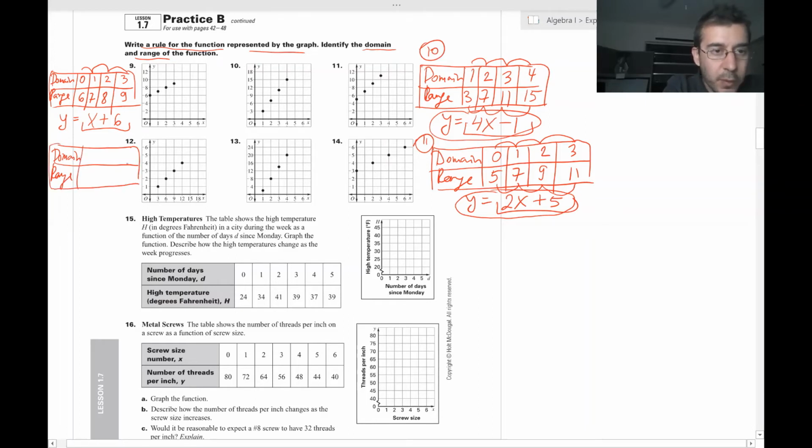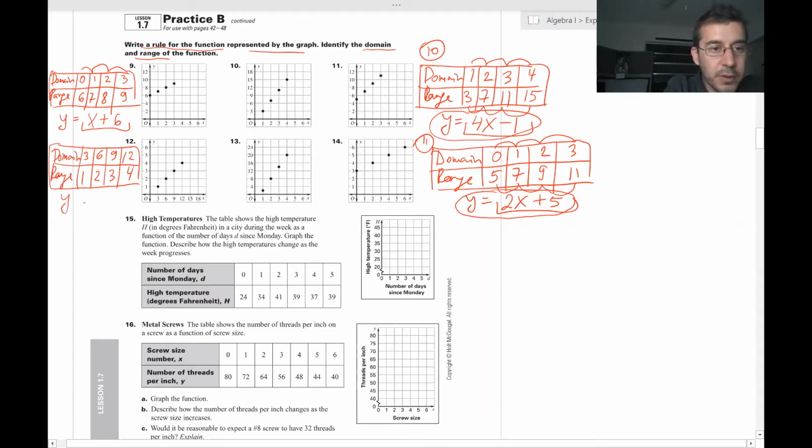We have 3 and 1. Then we have 6 and 2. Then we have 9 and 3. And then we have 12 and 4. Now the domain values are 3, 6, 9, and 12. The range values are 1, 2, 3, 4.